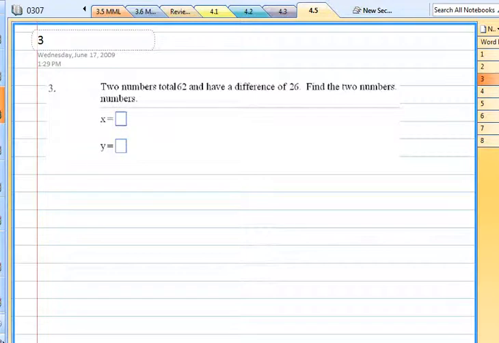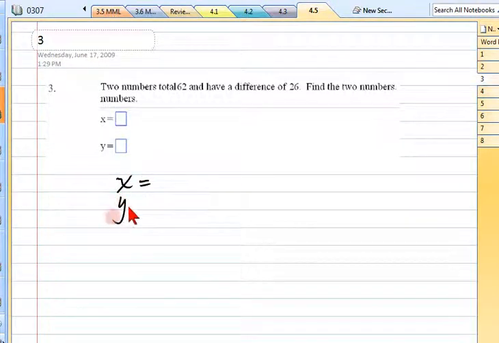Okay, this is problem number 3. And I want to emphasize to you where we switch from one of the sentences, one of the equations, to the other. It says, two numbers total 62 and have a difference of 26. Find the two numbers. Well, the author of the problem has already started things for us. They're saying use X and Y. Now, what do you want to call X? You want to call it the first number, the big number.